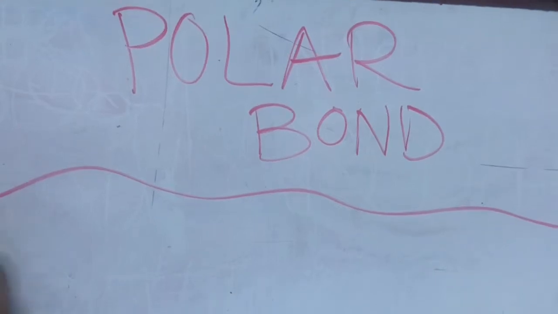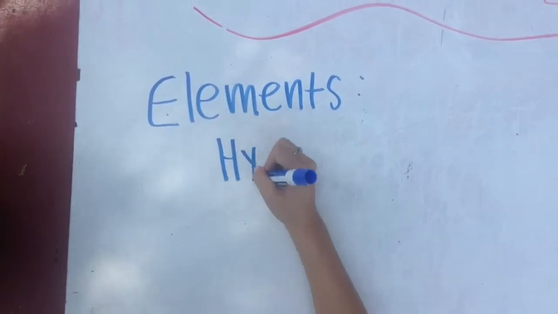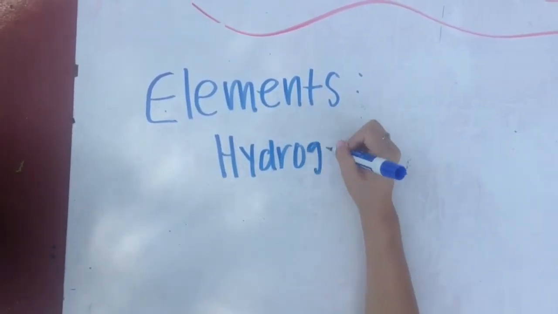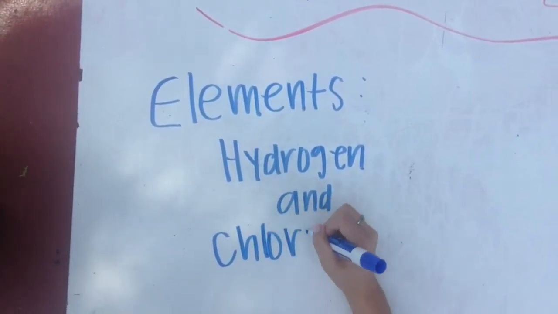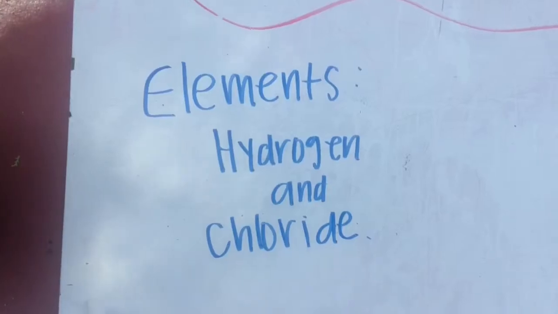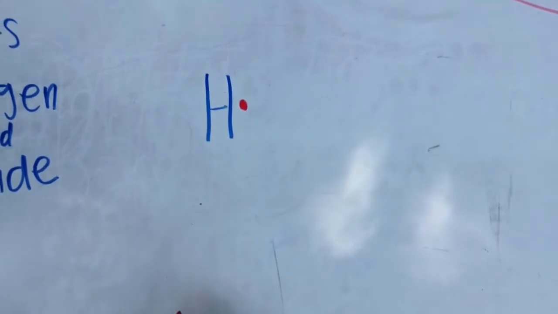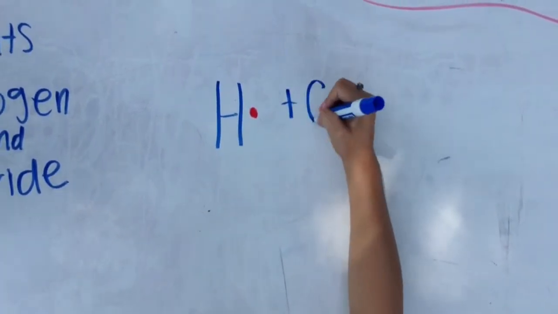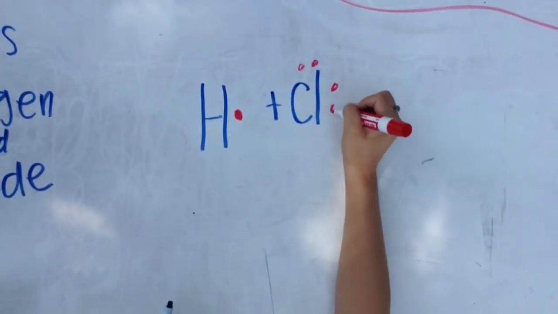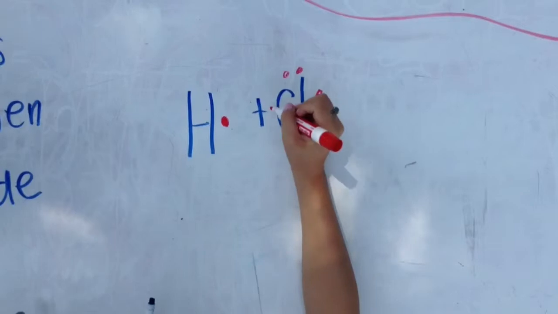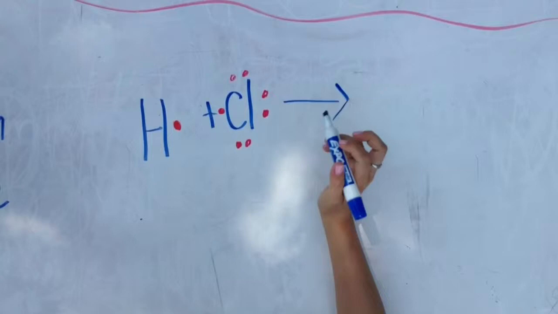We'll be learning about polar bonds, and we're going to be using these two elements, hydrogen and chloride. And my friend Carly over here is writing our elements. We're going to use an H to represent hydrogen, and then a Cl to represent chloride. And in this example, chloride has a higher electronegativity than hydrogen. So what that means is that chloride has more electrons than hydrogen.